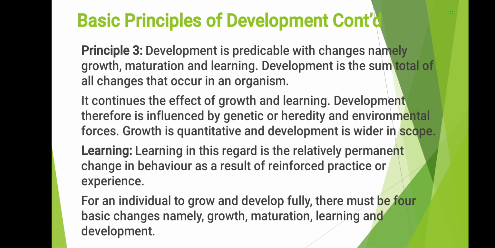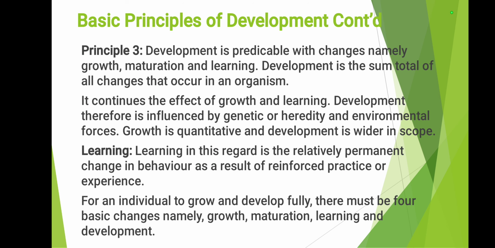So development is predictable with changes, namely growth, maturation, and learning. You remember we talked about this before. We said as you are developing, you are expected to grow. And as you are growing, you are expected to develop. And as you are developing, you are expected to develop through what? Learning, and then you get matured. So development is predictable with changes, and the changes are what? Changes of growth, changes of learning, and changes of what? Maturation.